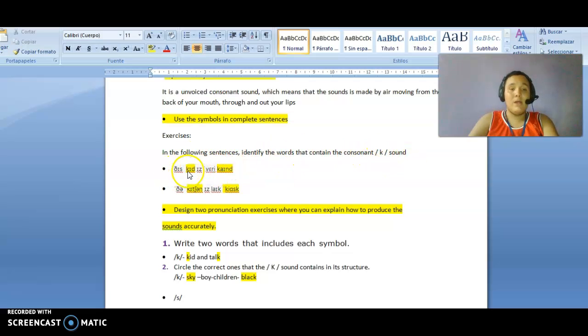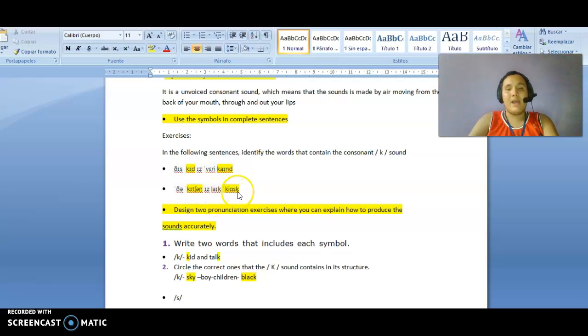For example, this kid is very kind. The words that contain the K sound, the consonant sound, are kid and can. Thus, kid is like kids. Well, look at that. I need to mark that word.